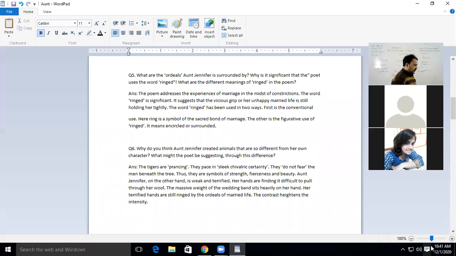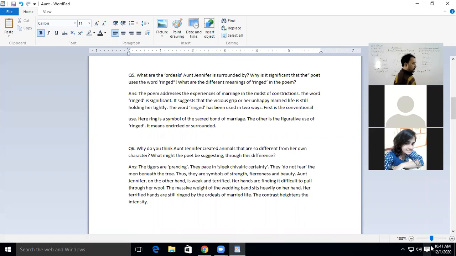They pace in sleek, chivalric certainty. They do not fear the man beneath the tree. Thus, they are symbols of strength, fierceness, and beauty. Aunt Jennifer, on the other hand, is weak and terrified. Her hands are finding it difficult to pull through her wool. The massive weight of the wedding band sits heavily on her hand. Her terrified hands are still ringed by the ordeals of married life. The contrast heightens the intensity.